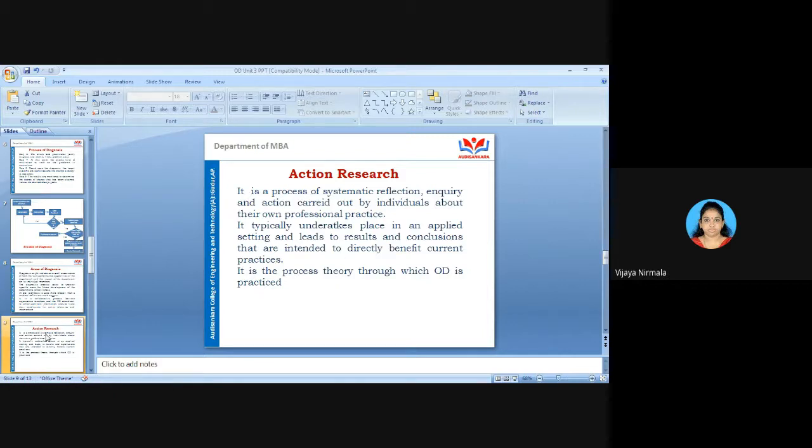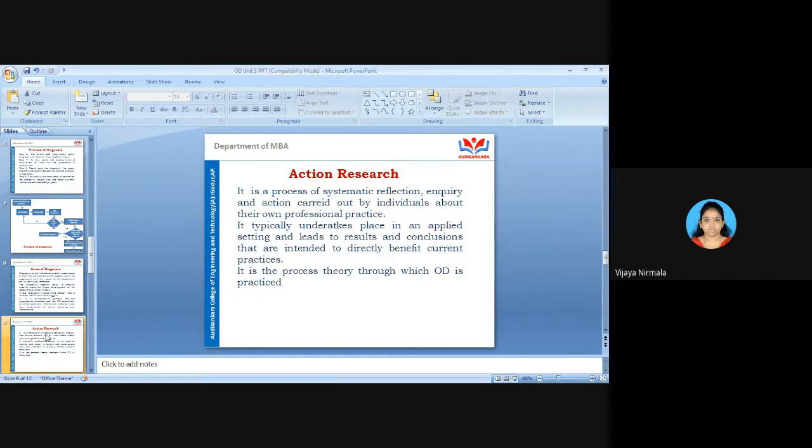So action is not done at one time and research at another time. Both the action and research need to be done at the same time, so that action research typically takes place in an applied setting and thus leads to results and conclusions that are intended to directly benefit the current practices. Generally, action research is a process theory.